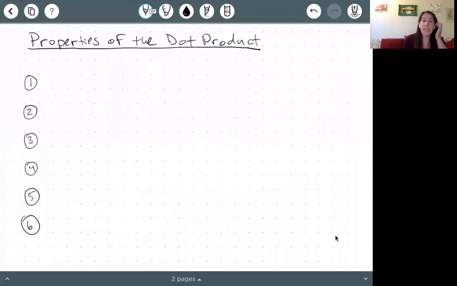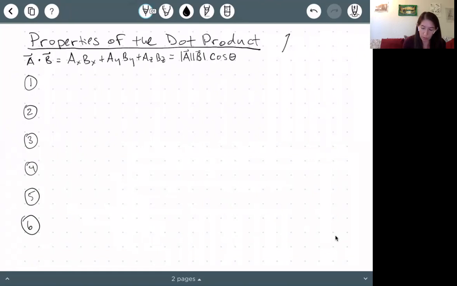In this video, we're going to discuss some properties of the dot product. So recall, if we have vectors A dot B, then there are two ways we can compute this. We can use components, or if we're given the vectors' magnitudes and direction, then we multiply the two magnitudes and then times cosine of theta, where theta is the angle between our two vectors when we place them tail to tail.